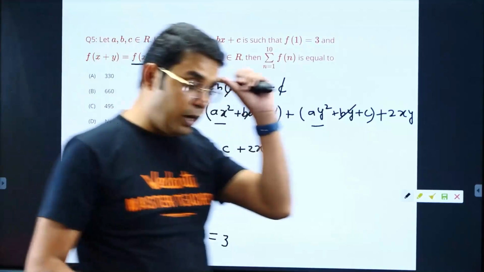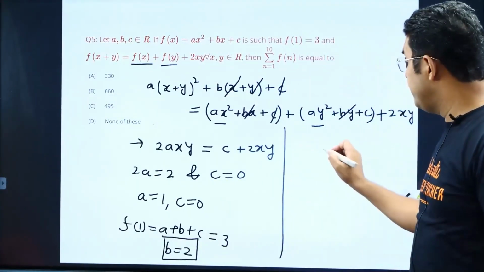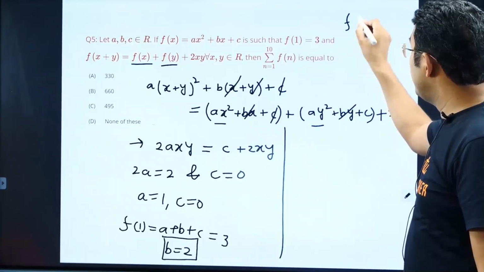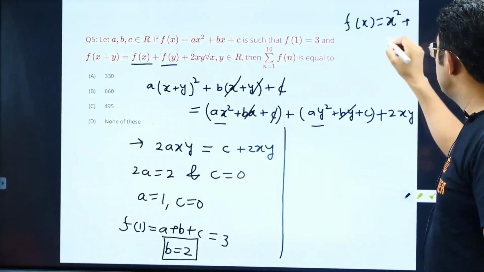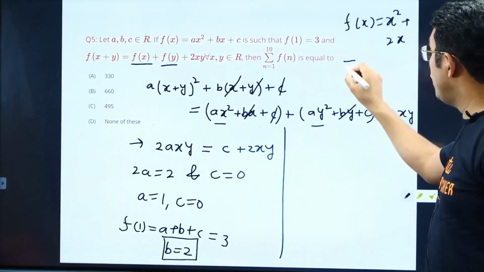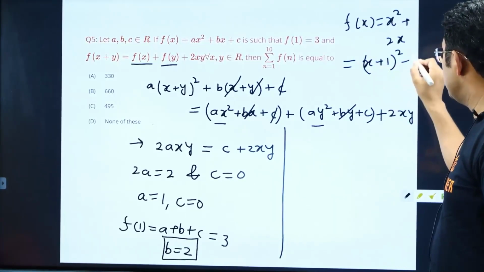Now we know the quadratic, we just have to find this summation. To do this, first of all, let me write what my f(x) is. f(x) is x square plus 2x. You may also write it as (x plus 1) whole square minus 1.